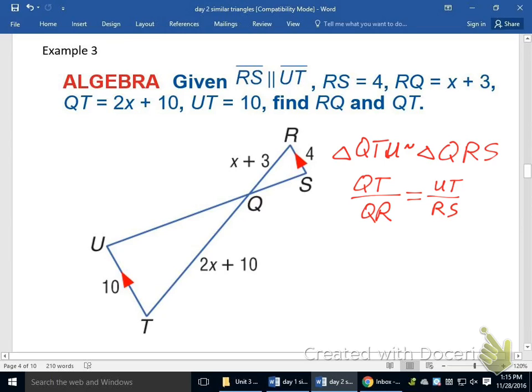So now I'm going to insert all the expressions in numbers. That QT was 2x plus 10. Divide that by x plus 3 for QR. And set that equal to 10 over 4. So you've got to be really careful about making a statement and actually using it correctly. As you saw, I made a mistake because I got a little ahead of myself there. I'm going to cross multiply now. The 10 will multiply the x plus 3. The 4 will multiply the 2x plus 10.